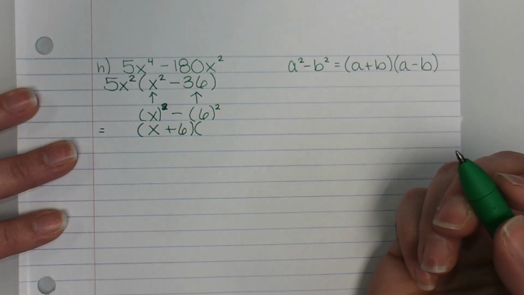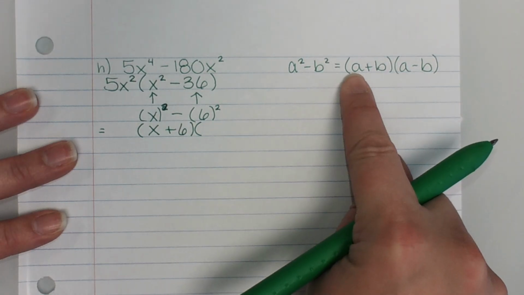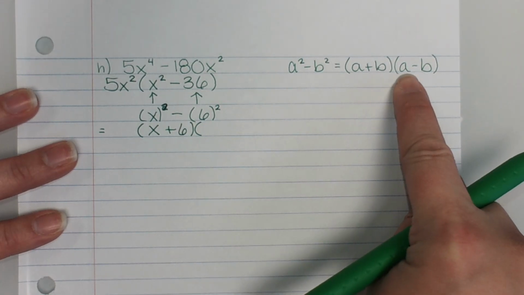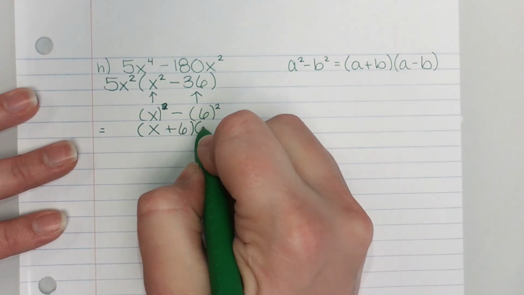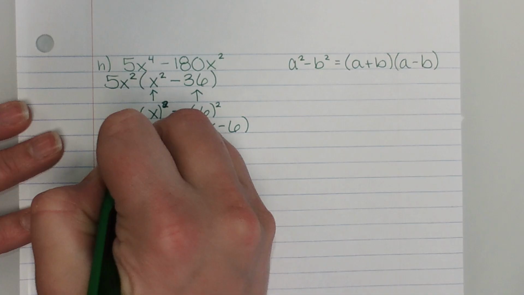Kaylin, can you help me out with the second half of it then? A was x, b was 6. So then x minus 6. Carter, is that the final answer? Don't forget to put the 5x squared in front.